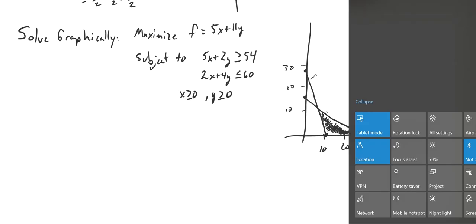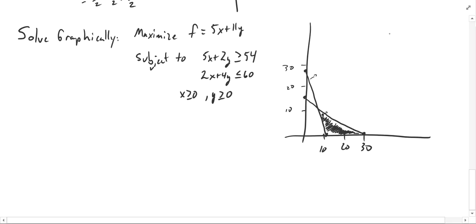My corner points are going to be 10.8, 0, and 30, 0. And then I've got one other corner point where the two lines intersect. It looks to be a little bit more than 10 on the y-axis, a little bit less than 10 on the x-axis. We could maybe take some guesses, but let me just go over here and solve it really quick.